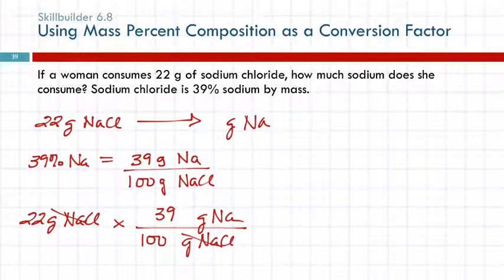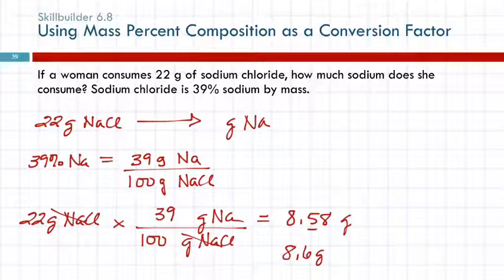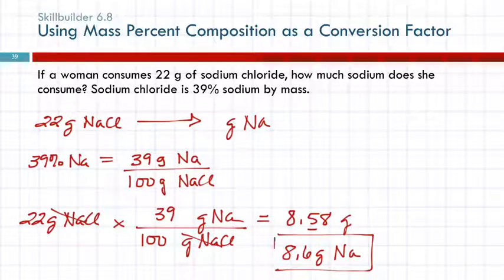Some of you are great with percentages, and you could do it a different way, that's fine. 8.58 is what my calculator is telling me. This is 2 sig figs, that's 2 sig figs. So 8.6 grams of sodium. That's a lot of sodium. Oh my God. Yeah.